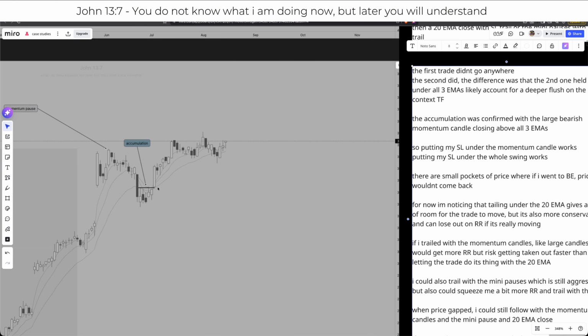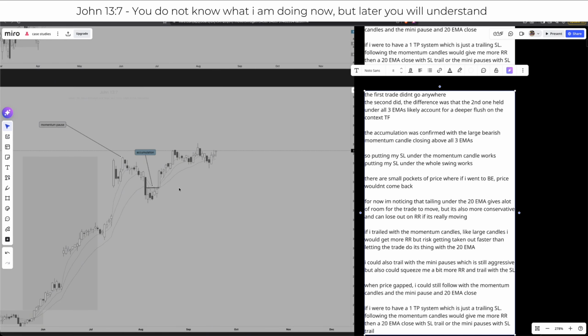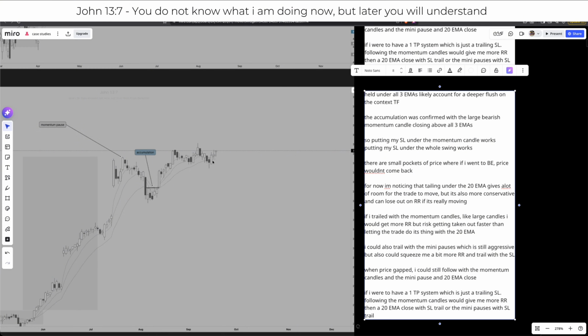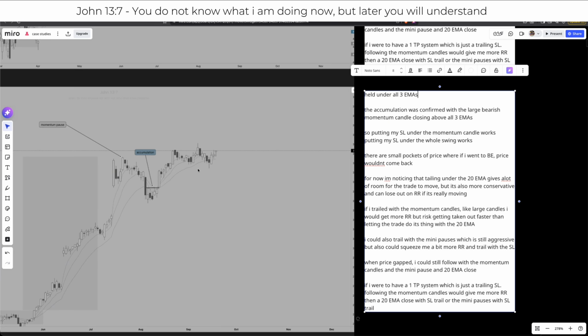Okay, so in this one, here we have price hold under all three. So it held under all three MAs, likely account for a deeper flush on the higher con. All three MAs. Accumulation was confirmed with a large bearish momentum candle.